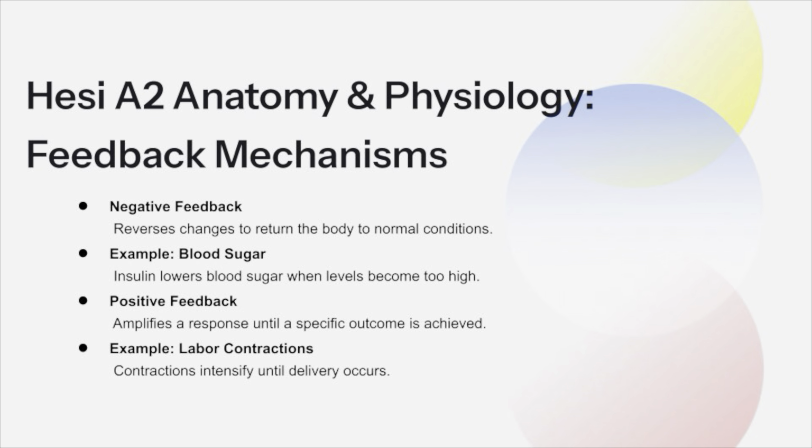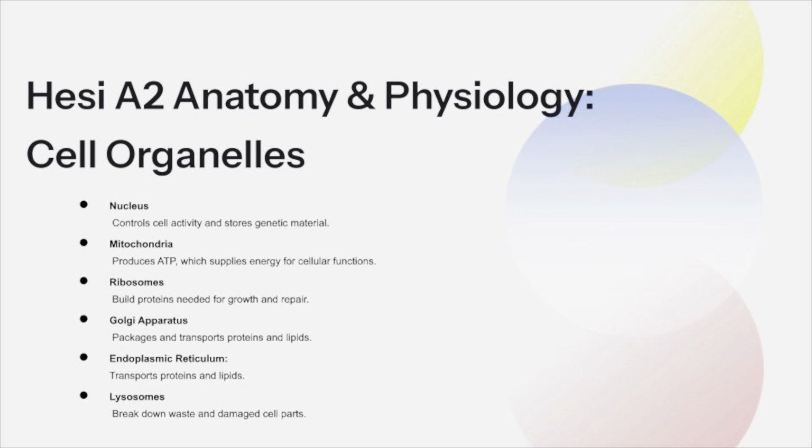Now there's also positive feedback, which amplifies change. This is less common than negative feedback, but it's still tested. Examples would be childbirth contractions and blood clotting. Next section is cells and transport. So let's review the cell quickly.